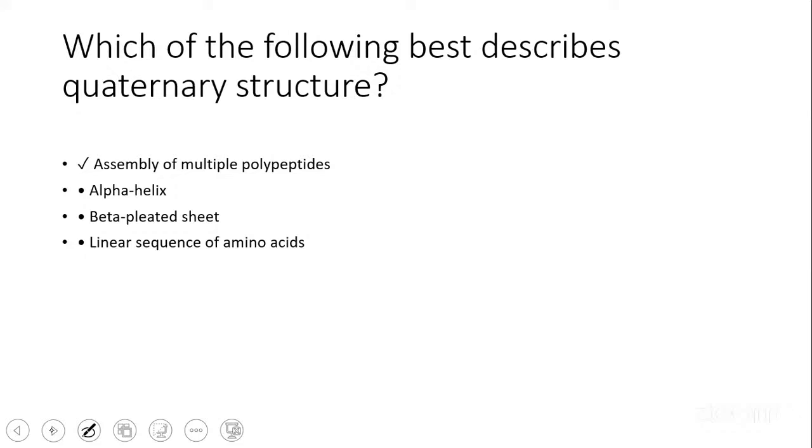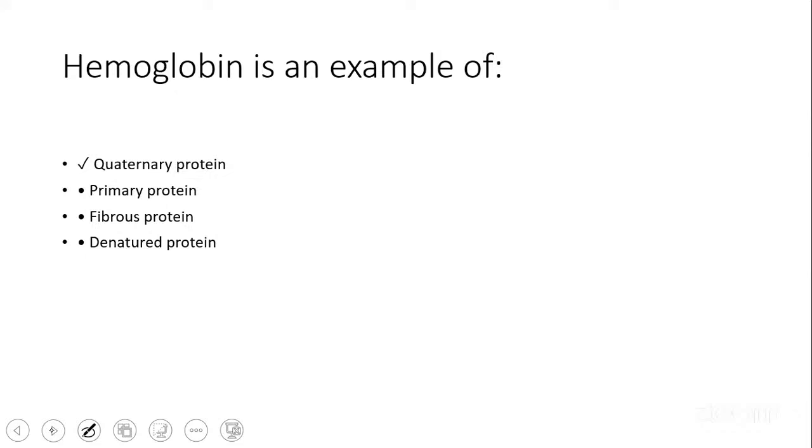That's the correct answer. But these multiple polypeptides must not be linked in a covalent fashion. If they are linked in a covalent fashion, it is one protein. Hemoglobin is an example of a quaternary protein. It has four subunits, two alpha subunits, two beta subunits. Quaternary protein. It's not even close to being a primary protein or a fibrous protein.